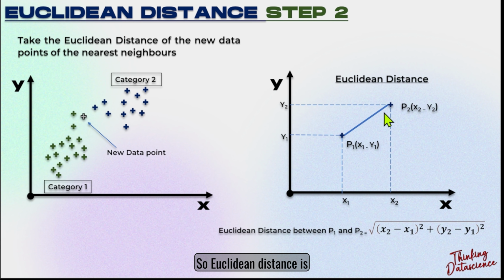Euclidean distance is a measure of the distance between two points in a 2 or 3 dimensional space, and it is based on the Pythagorean theorem and is calculated as the square root of the sum of the squared differences between the coordinates of two points. So this distance metric is commonly used in various fields such as machine learning, computer vision, signal processing to compare the similarities and dissimilarities between two data points. So this is the formula to calculate the Euclidean distance between the points P1 and P2.